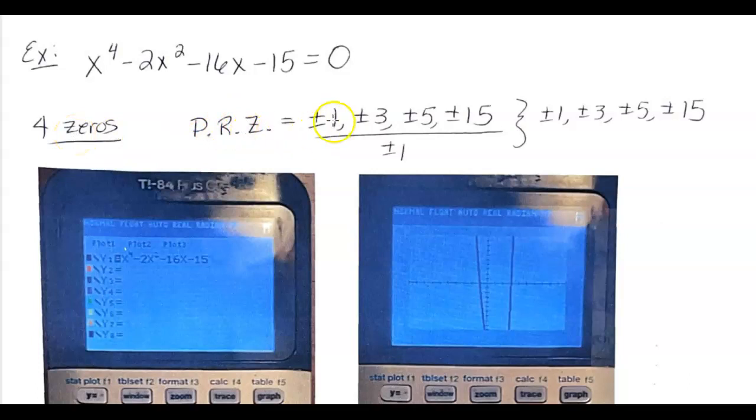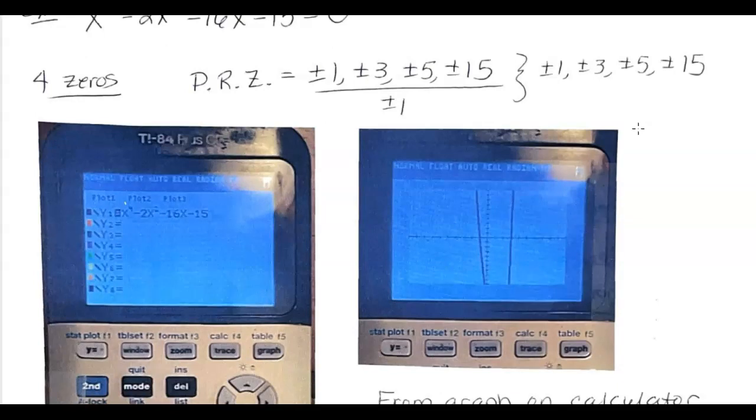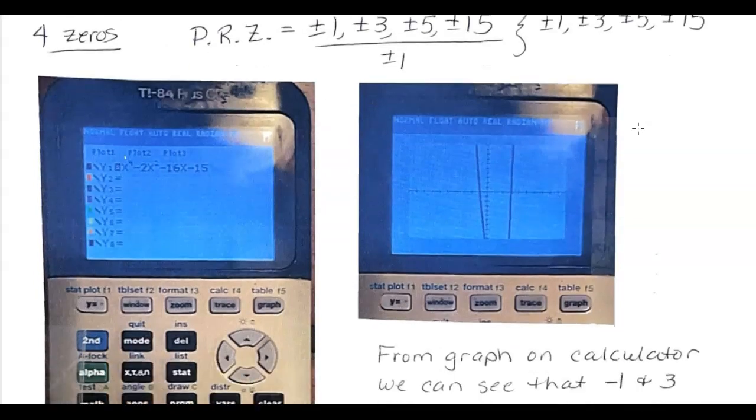My list of possible rational zeros: factors of 15. 15 is my constant term, so plus or minus 1, 3, 5, and 15, divided by factors of the leading coefficient, which is a 1, so that's just plus or minus 1. So 1 over 1, 3 over 1, 5 over 1, and 15 over 1 are just these numbers. I could start the way I did before and try 1 and see if it works, and then try negative 1, etc., until I found one. Or I could use my calculator. This is a TI-84.